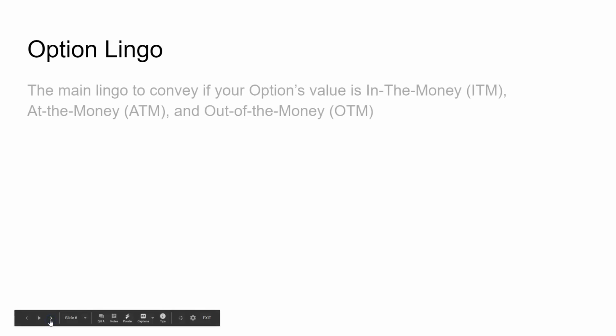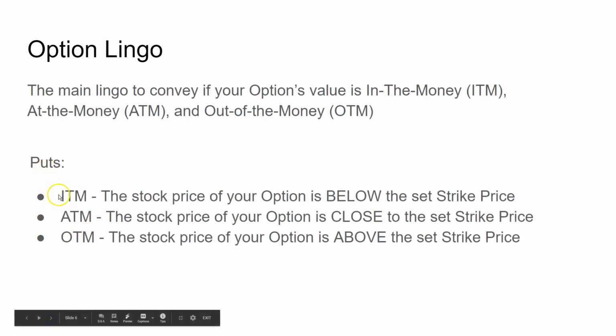And as for puts, in the money is whenever the stock price of your option is below the set strike price. At the money if it is close, and out of the money is if your stock option price is above the set strike price.